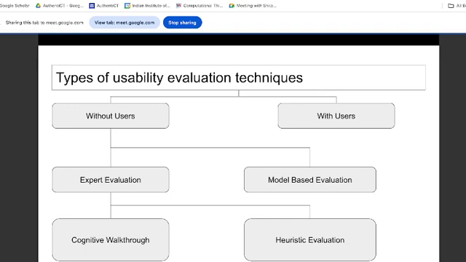Now, thinking of what type of question can be asked, you might be asked what type of prototype is required for expert evaluation. In that sense, there could be two possible answers. One is low fidelity prototype of vertical or horizontal form. So that is the ideal answer. That will be the ideal answer for expert evaluation.